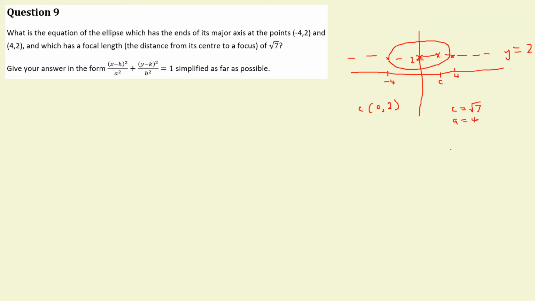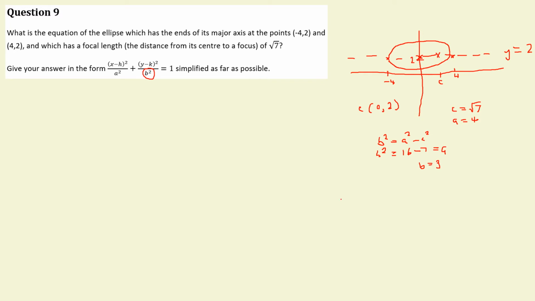Well, I know C, I know A, I should be able to get B, so I've got the other bit that needs to go on the bottom here. So again, I just need to use that form, and for an ellipse, it's B squared is A squared minus C squared, isn't it? So in this case, B squared is 16 minus root 7 squared, which is 7. B squared is 9, B is 3.